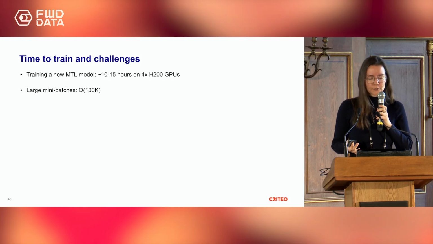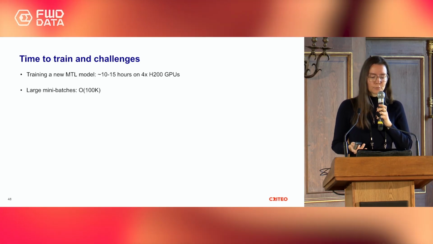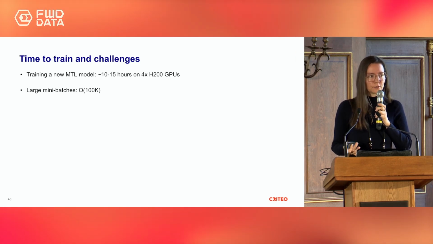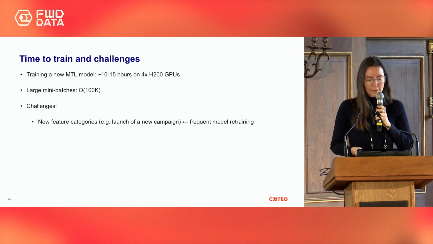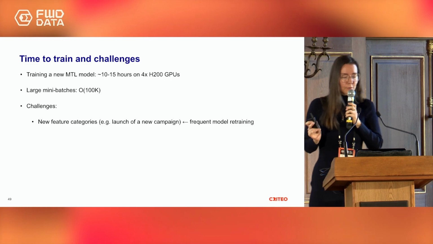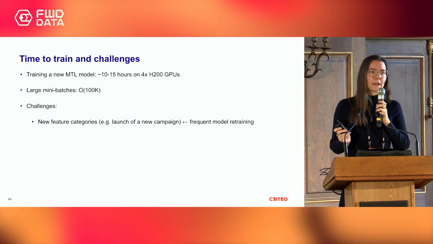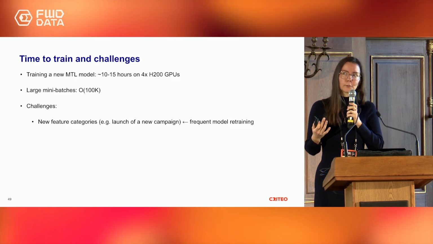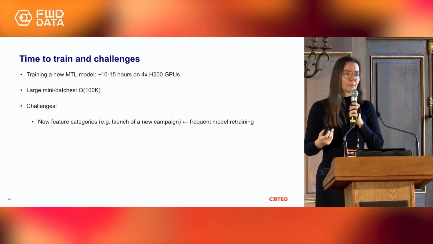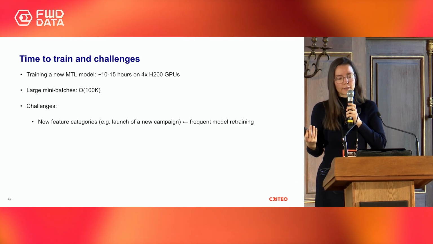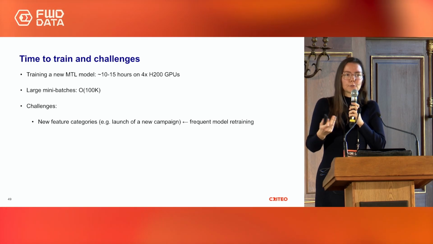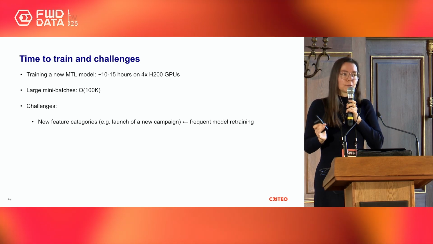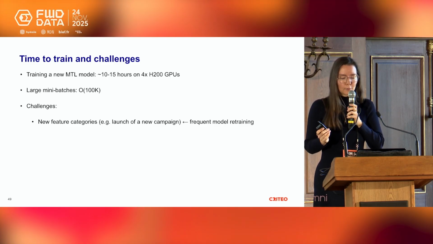We optimize the hyperparameters so that we have large mini batches. So typically, we're talking hundreds of thousands of rows in each mini batch. One of the challenges that I mentioned was the fact that we have to frequently retrain our models. Some models are retrained once a day, then other models are retrained more often than that. So if your model training takes 10 to 15 hours, and God forbid it fails and you have to retrain, that can be an issue.